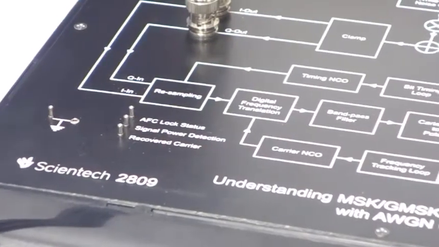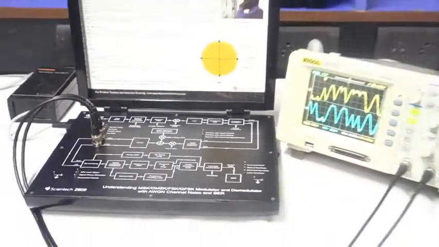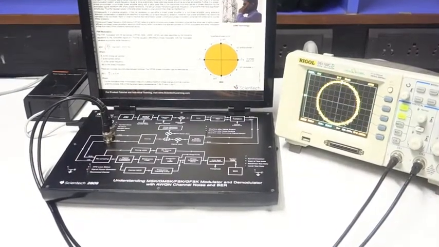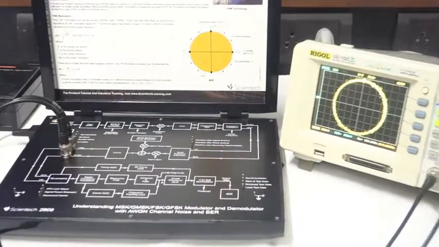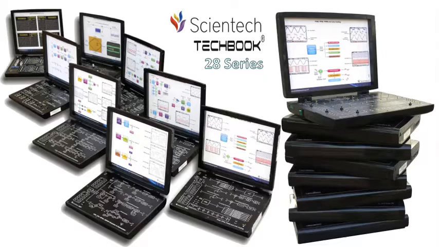TechBook Scientech 2809 is an ideal platform to study topics like MSK, GMSK, FSK and GFSK. TechBook 2809 also includes the study of AWGN noise and BER measurement. A complete solution to study digital communication from basics to advanced.